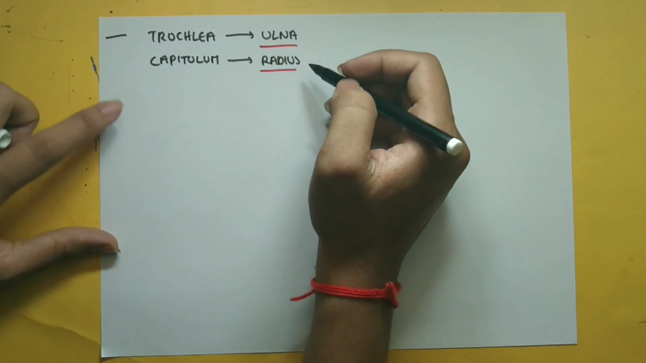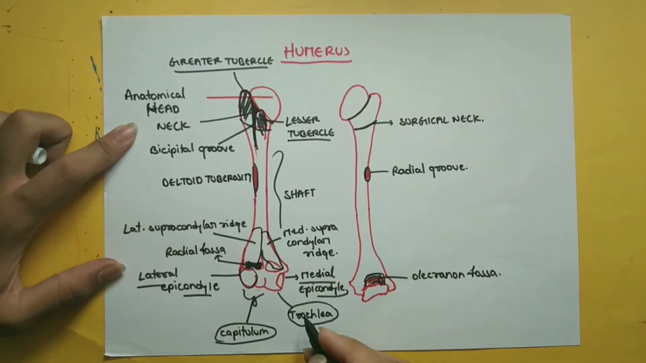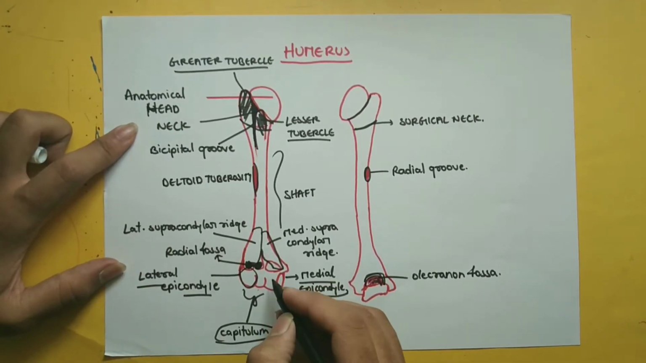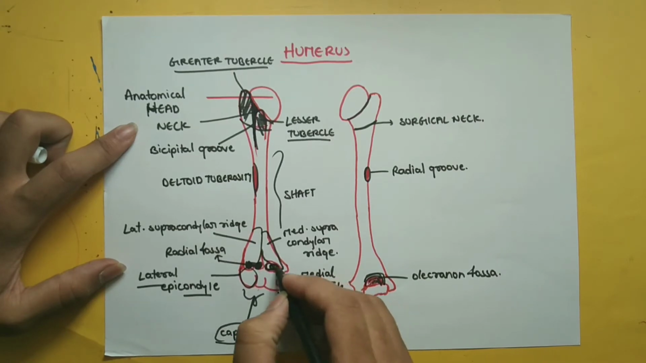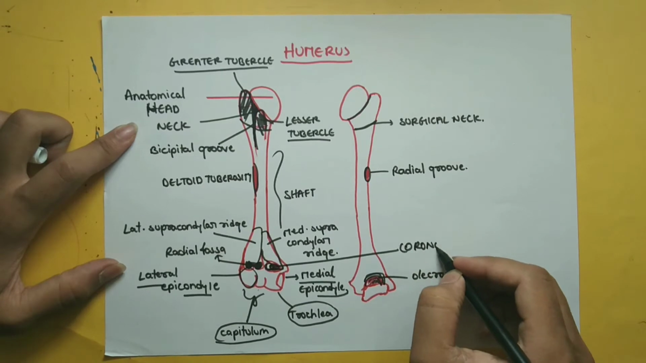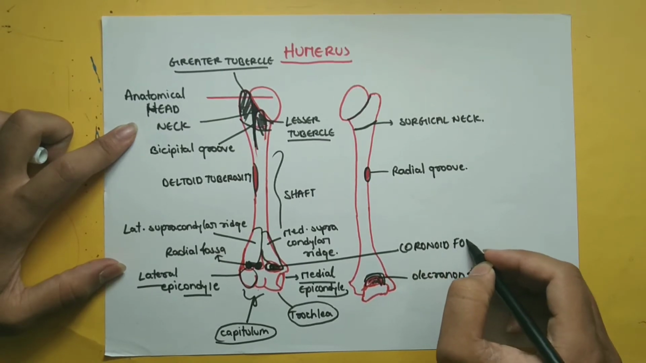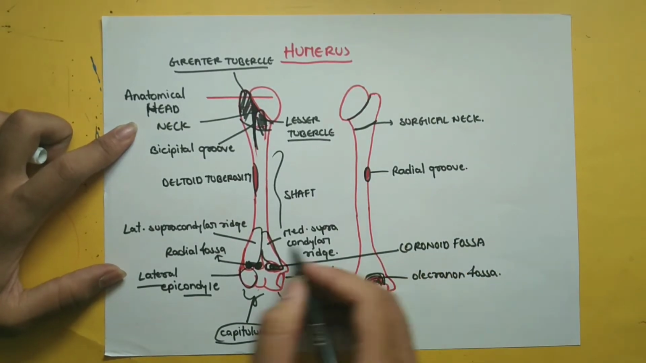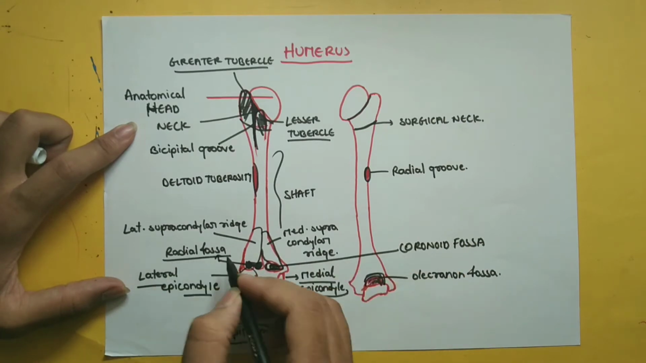Don't be confused. So above the trochlea is the coronoid fossa, and laterally to the coronoid fossa is the radial fossa.